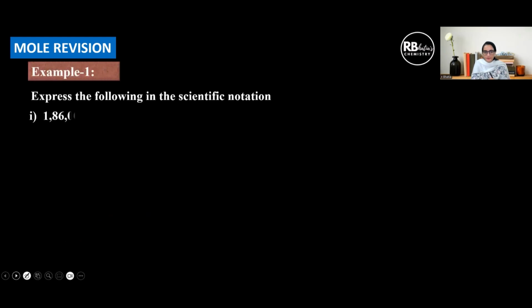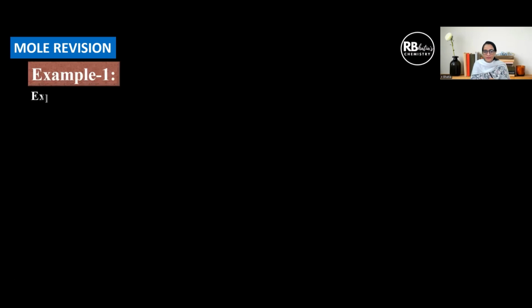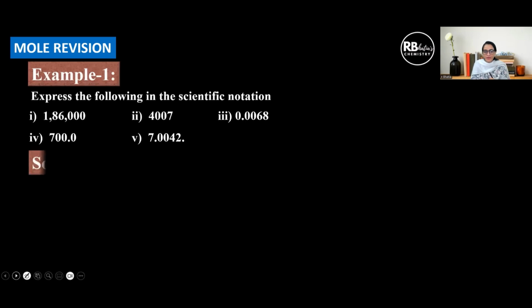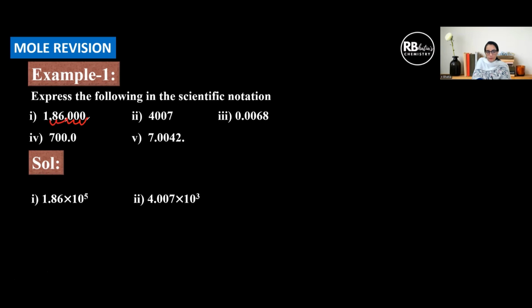And now express the following in scientific notation. You can pause and practice writing these in scientific notation. So the answers: first, I am going to assume the decimal here. So 1, 2, 3, 4, 5 places to the left, a positive power. So 1.86 into 10 to the power 5. This is 4.007 into 10 to the power 3. Check your answer and give marks to yourself.